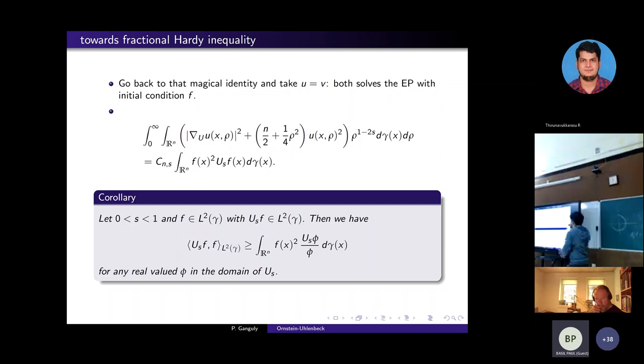Now what we have to do is choose some phi from the domain of U^s such that this U^s phi by phi simplifies and gives us what is required. So that's our aim. That's the aim for the rest of the talk.